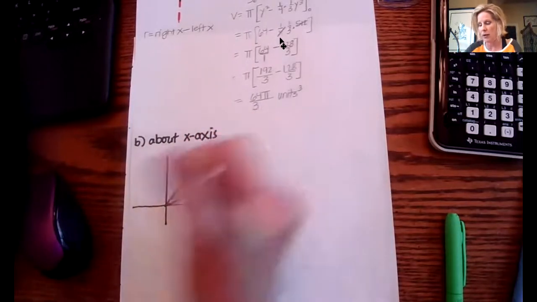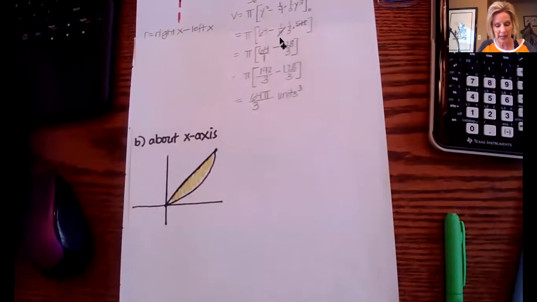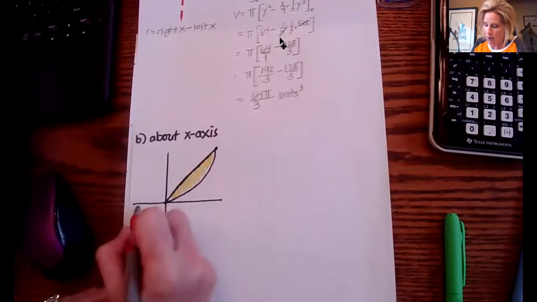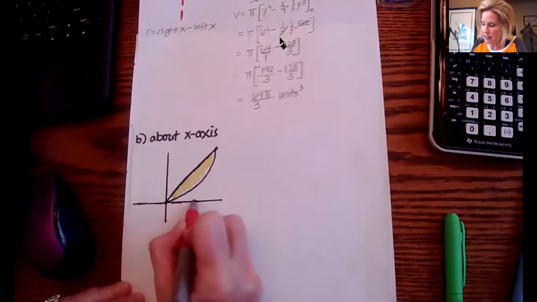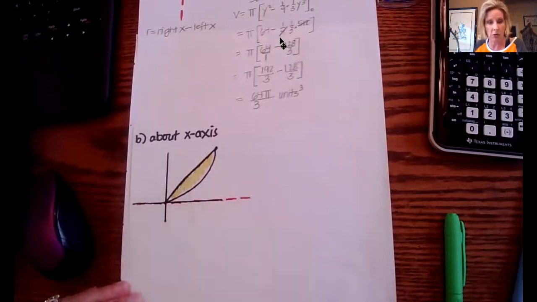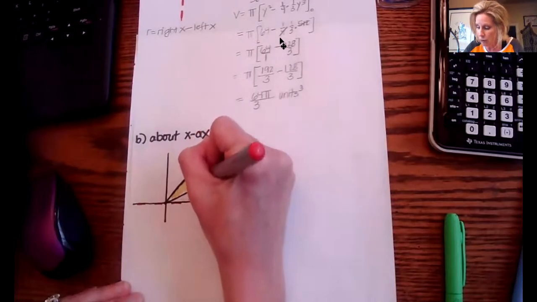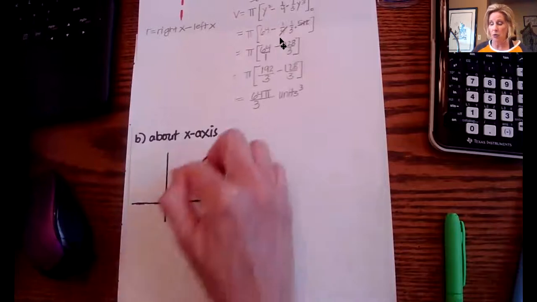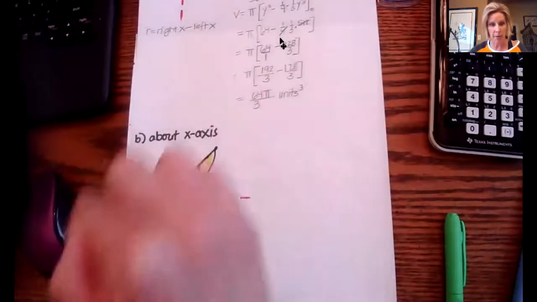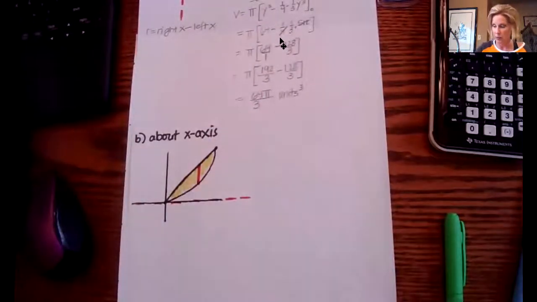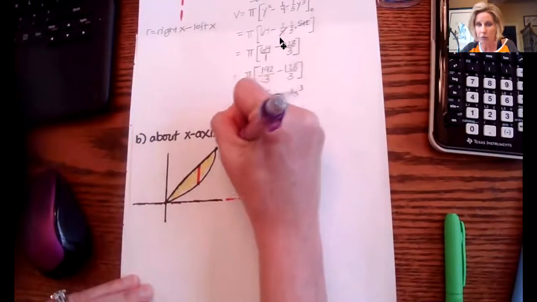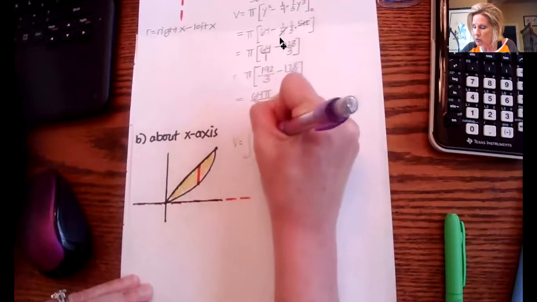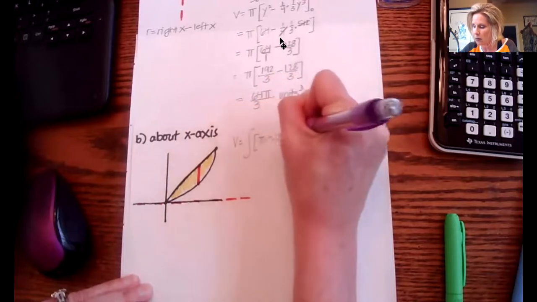So here's the area. Whenever I draw my segment, I have to draw it within that yellow shape. This time my axis of revolution is the x-axis, horizontal, which means I need to draw a vertical stripe. I know that if I revolve that vertical stripe around, it's going to be a washer, which tells me I'm going to start with volume equals pi r squared minus pi r squared.